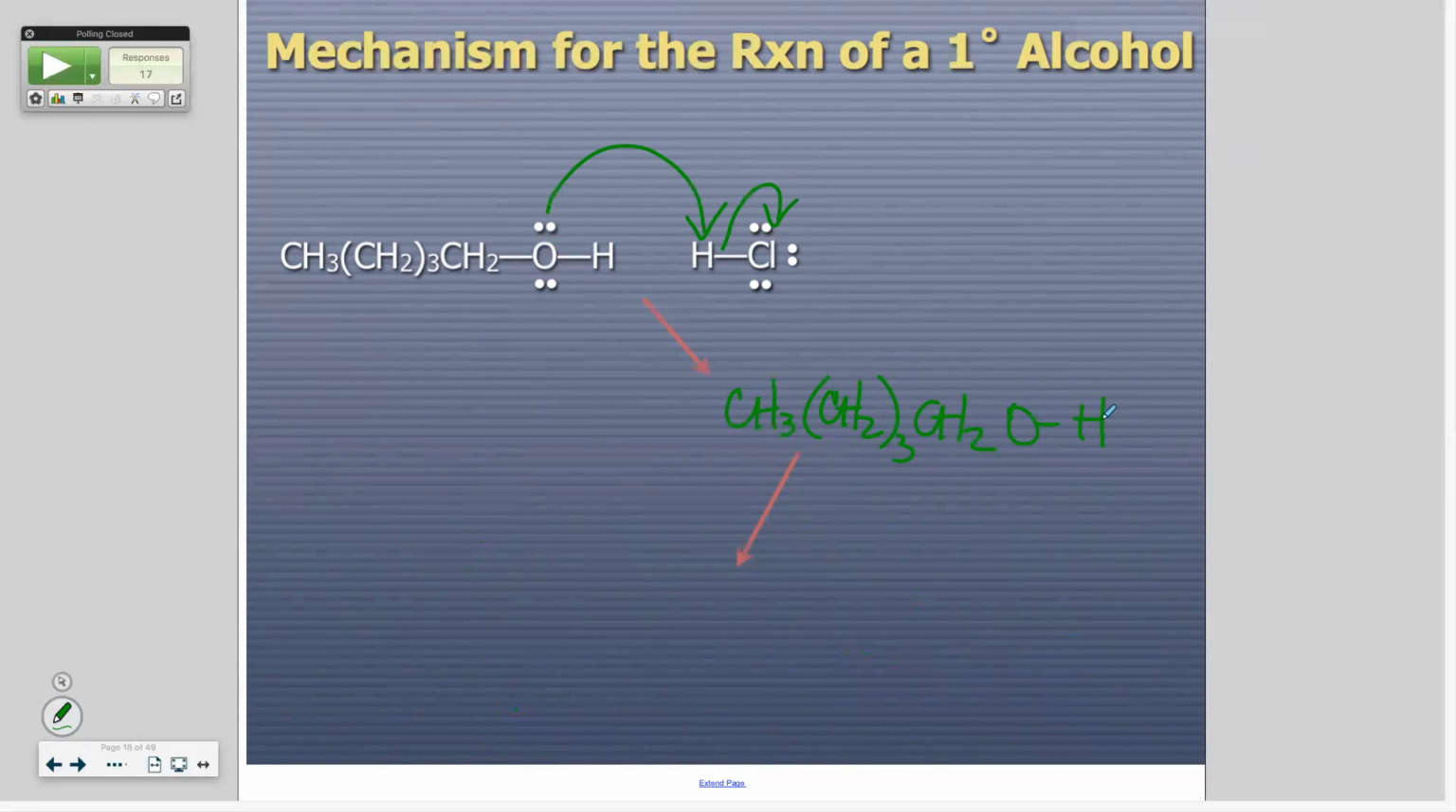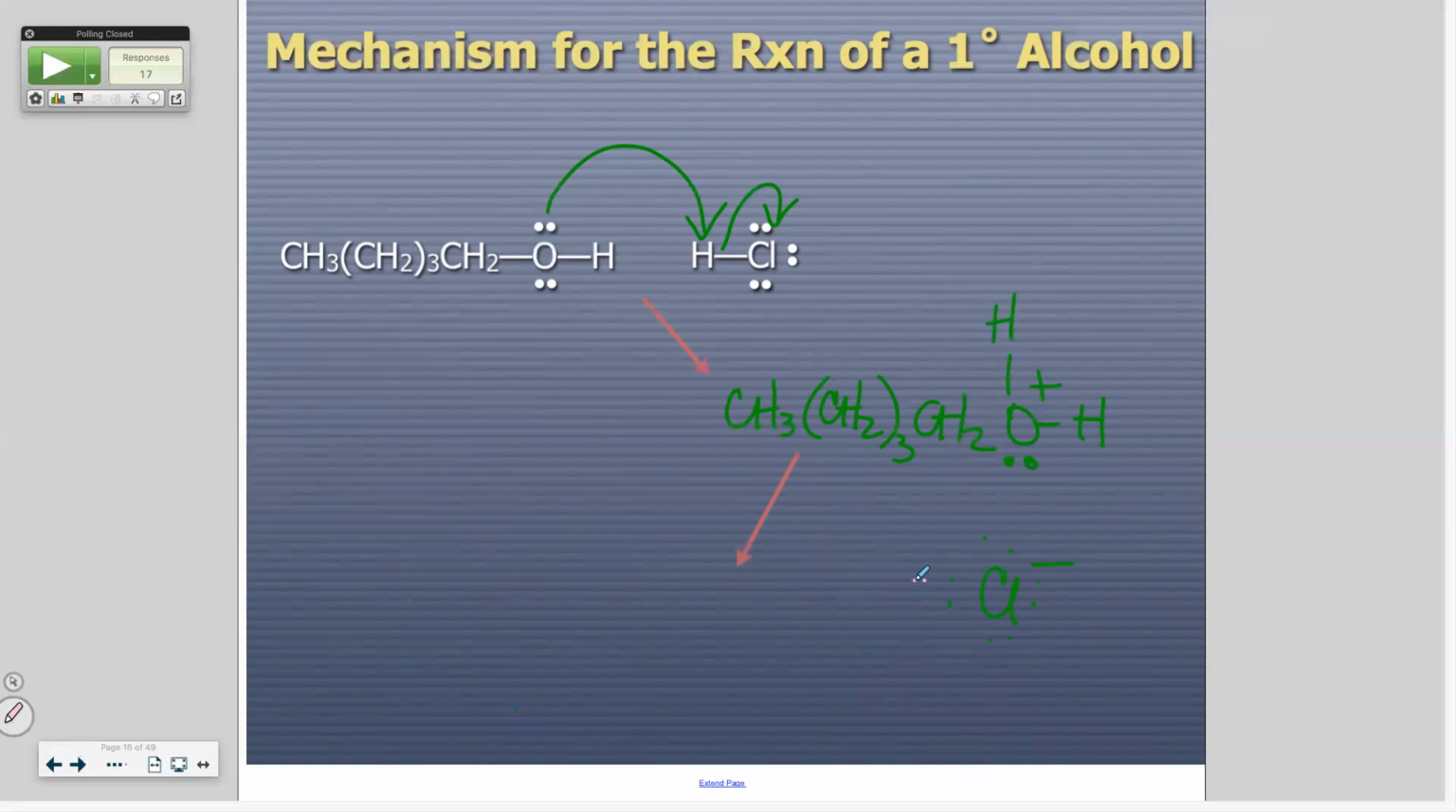Okay, so that O that had 2 lone pairs, now what does it have? It has an H, it's positive, and it only has 1 lone pair. And what else did I get? Cl minus. So what does that do? What happens now? Do we lose water? We lose water. What kind of carbocation do I make? Primary. Our primary one's stable.